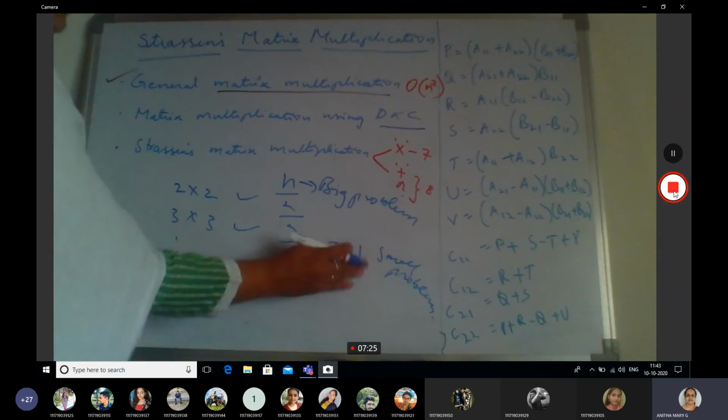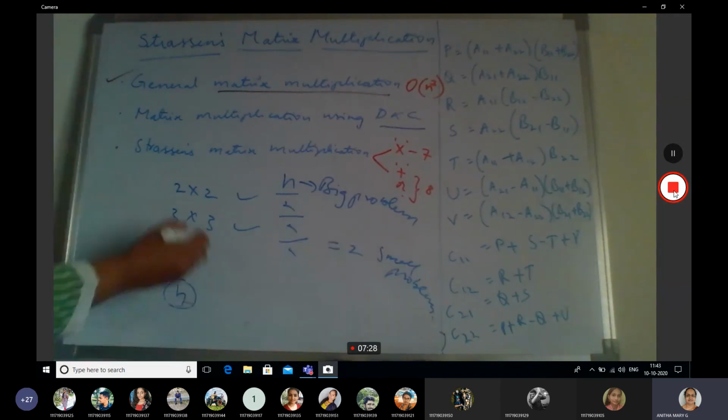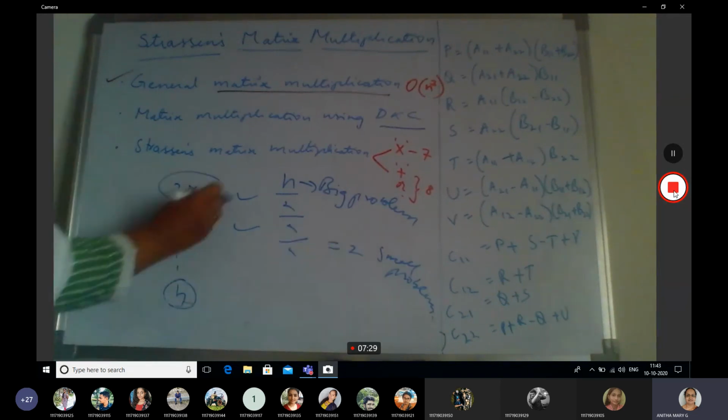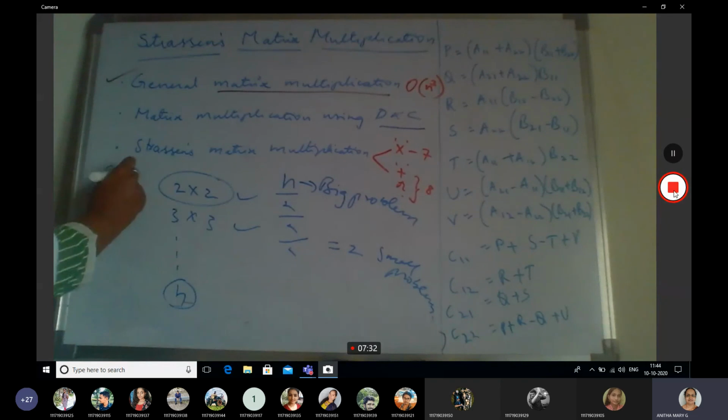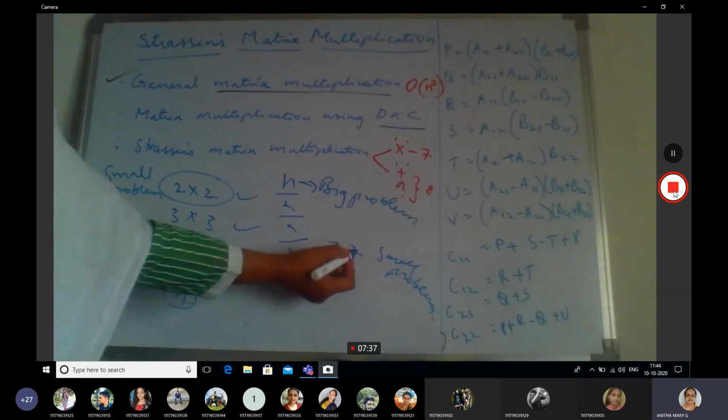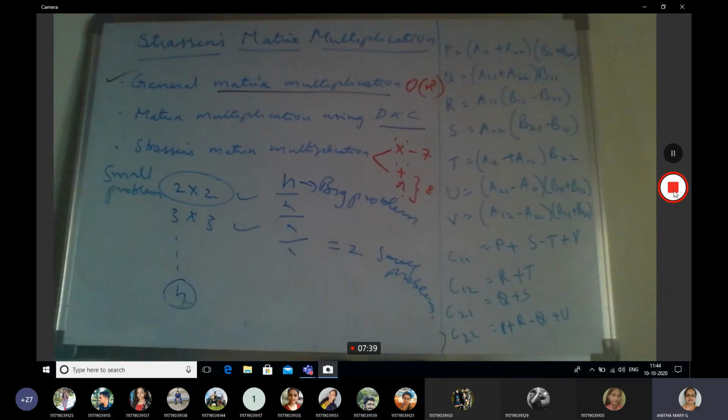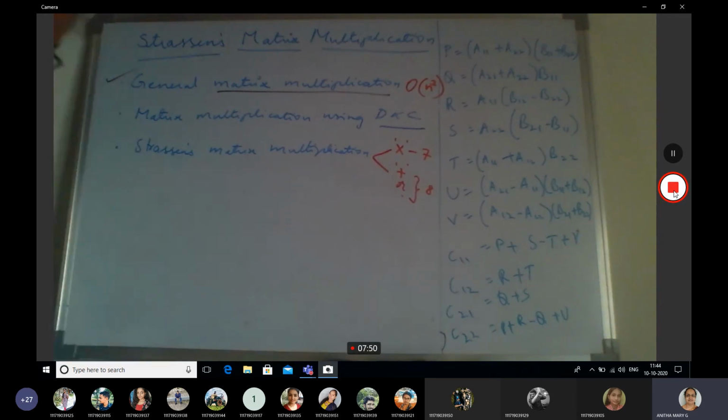Here 1 we don't take, here it is 2 by 2. The smallest problem here in matrix multiplication is 2 by 2. Okay, I consider 2 by 2 as a small problem. Other than 2 by 2, if it is there, then I consider it as a big problem. Okay, say suppose we have A like this.